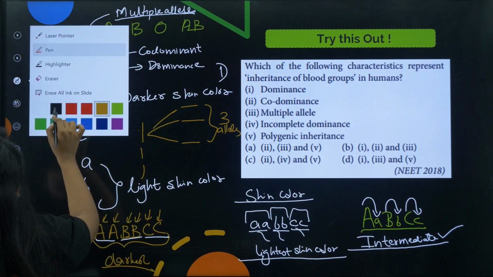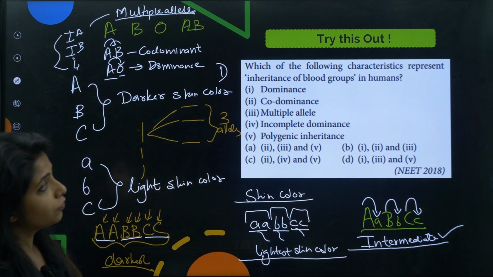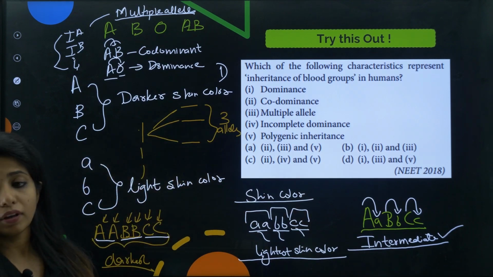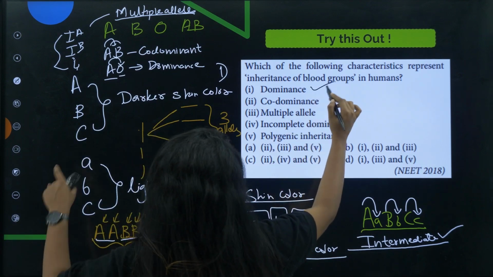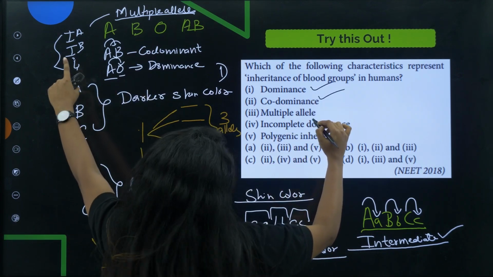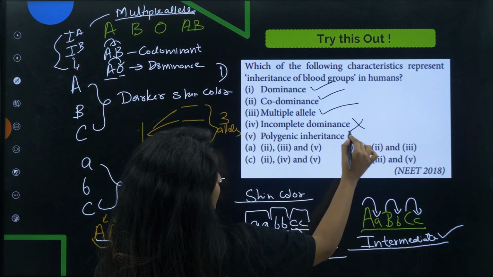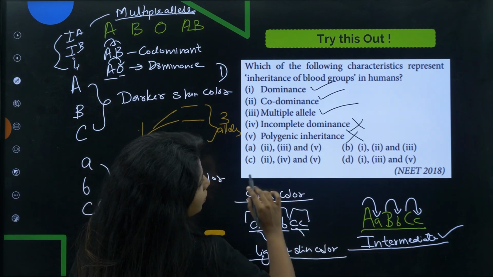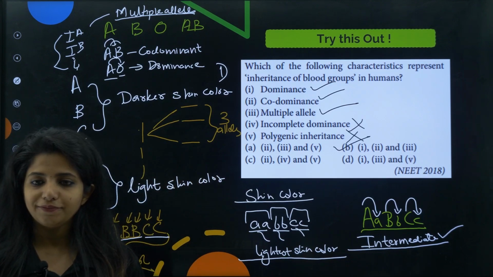Now, with that explanation, can you tell me the answer? Which of the following characteristics represent inheritance of blood group in human beings? Basically, dominance is there, codominance is there. They have multiple alleles also. They do not show incomplete dominance. They do not show polygenic inheritance. So 1, 2 and 3 is the correct answer. This came in NEET 2018.